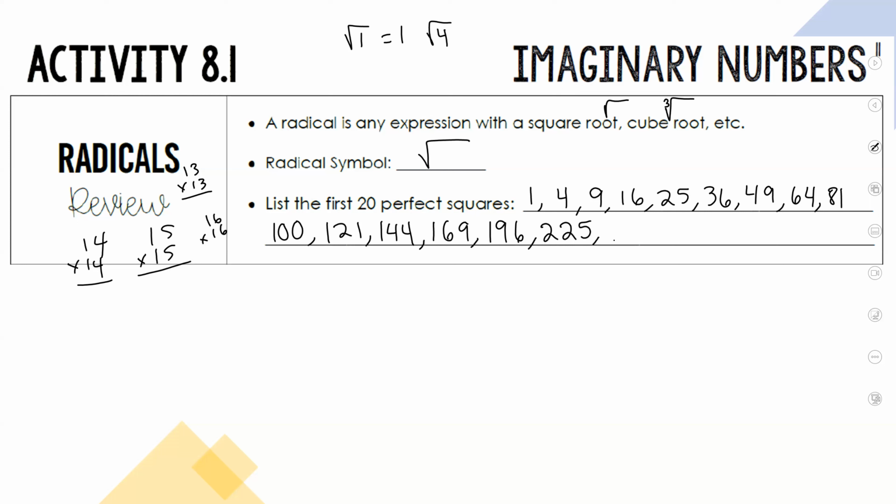Okay. Next one is 256. Nice. Next one, 289. Next one, 324. Yep, that looks familiar. Next one, 361. Next one, 400. Yep, so 20 times 20, 400. All right, so those are my perfect squares. Make sure you have that copied down.